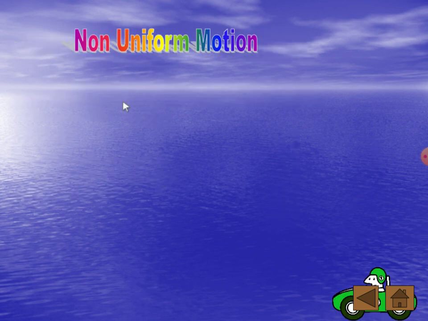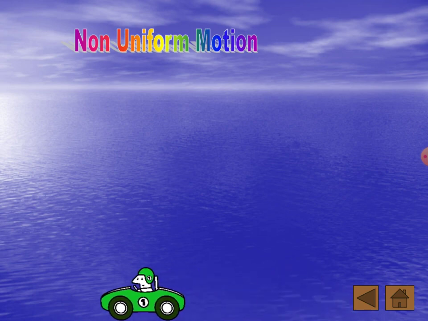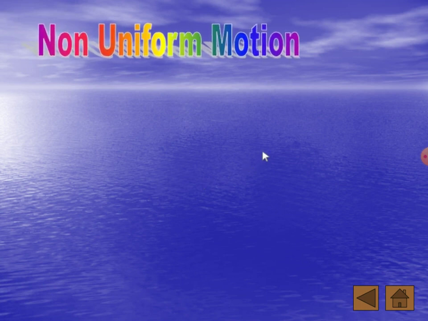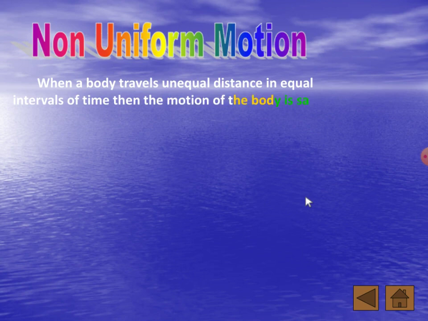I will show you that picture of this car. You just look very carefully. It will not move smoothly with the same distance traveled per unit time. Rather, it will move slowly like this, then it will speed up, then it will move like that. Got it? You just see. Clear? Yes. Such type of motion is known as non-uniform motion.